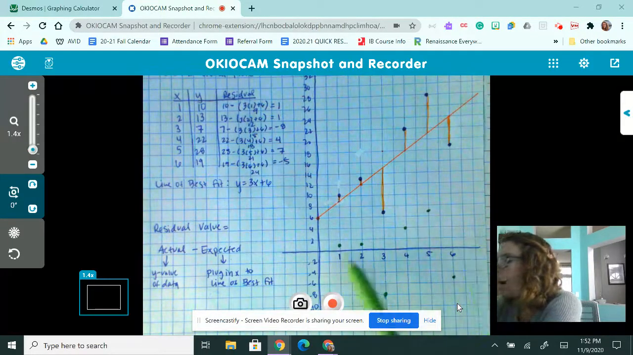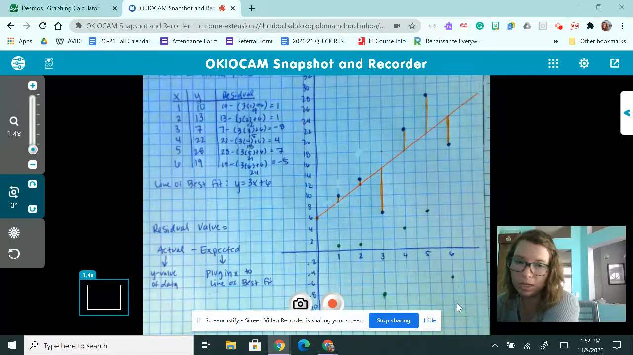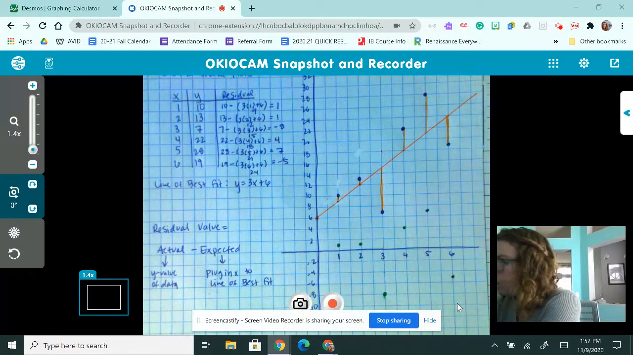You should have almost an even amount on top and the bottom. Now, if you notice, these values are relatively small and these values are relatively large on the bottom. So that's why we have more positive values than we do negative values. But overall, it should be an even number. So that's why this is a little bit off.